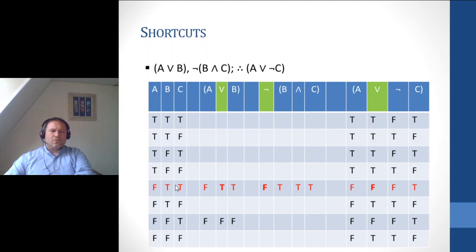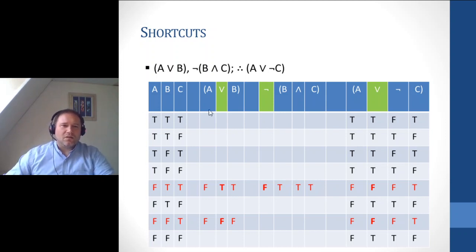So there's no line, there's no valuation where all the premises are true and the conclusion's false. So we can conclude this argument's valid. And why is it valid? Because there's no way for all the premises to be true and the conclusion false. Because in each case where the conclusion's false, at least one of the premises is false as well. So there we go.